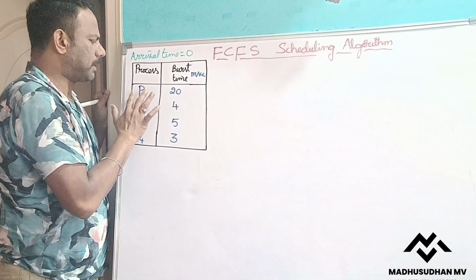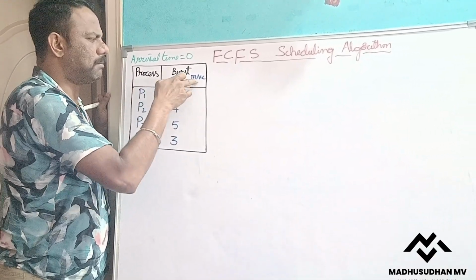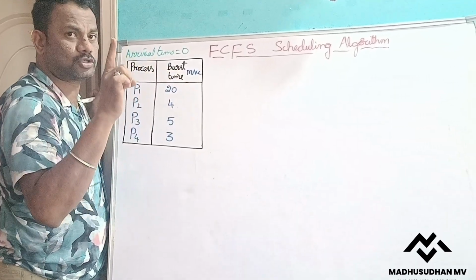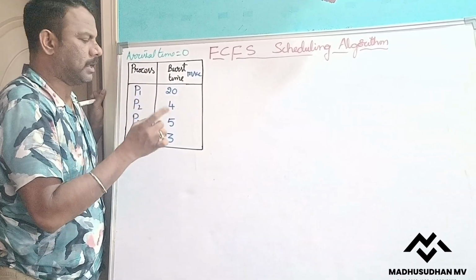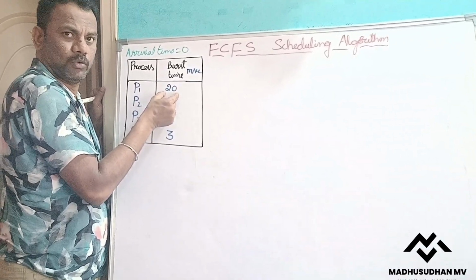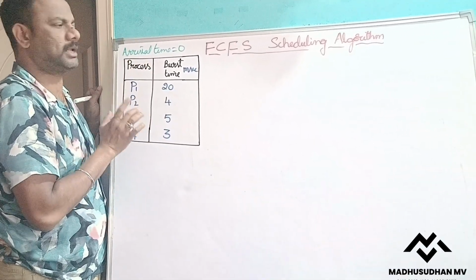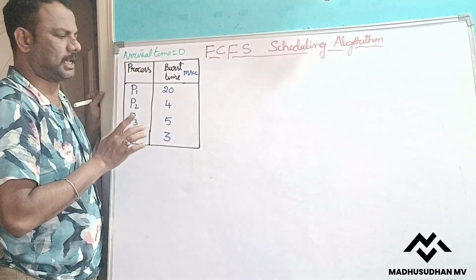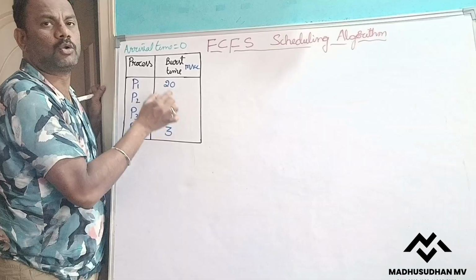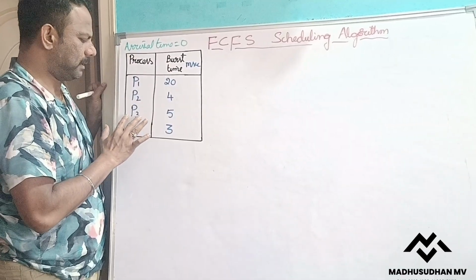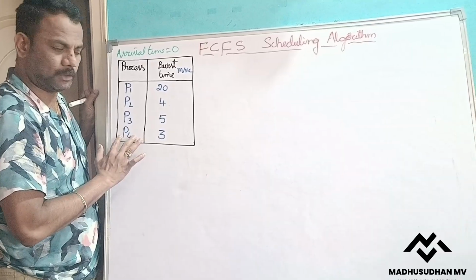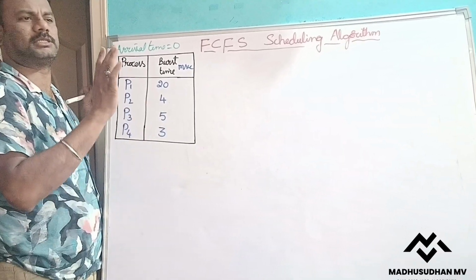The meaning of this is that process 1 requires 20 milliseconds to complete its execution. Burst time is also called execution time. That means process 1 needs 20 milliseconds of CPU time to complete its task. That is the CPU burst time or execution time. Similarly, P2 requires 4 milliseconds of CPU time, P3 requires CPU for 5 milliseconds, and P4 requires CPU for 3 milliseconds to complete its task.